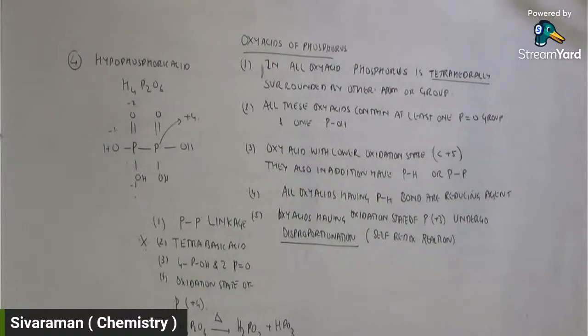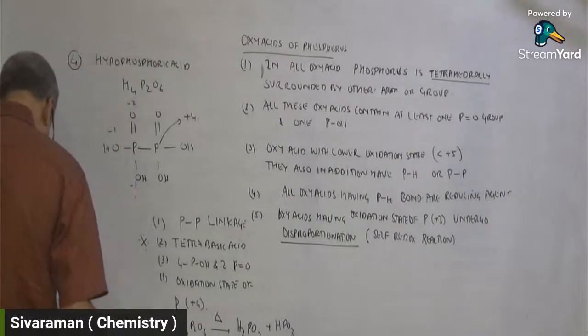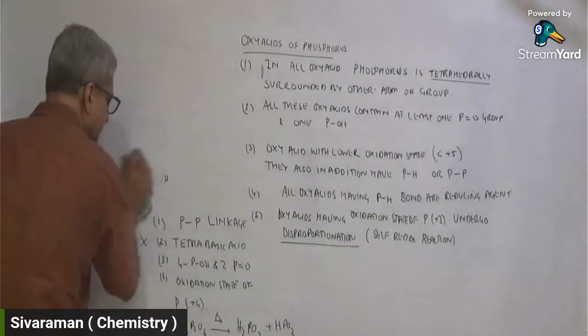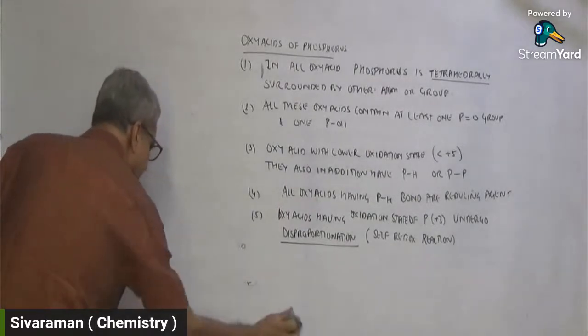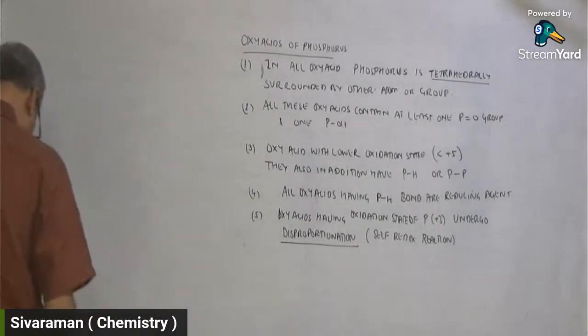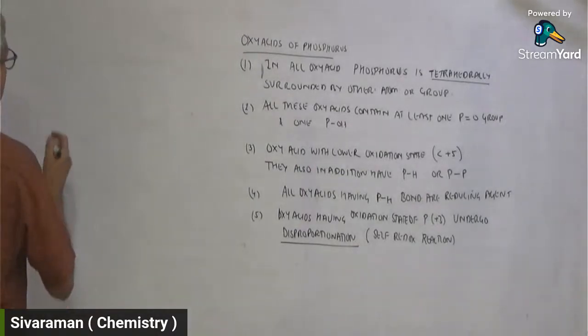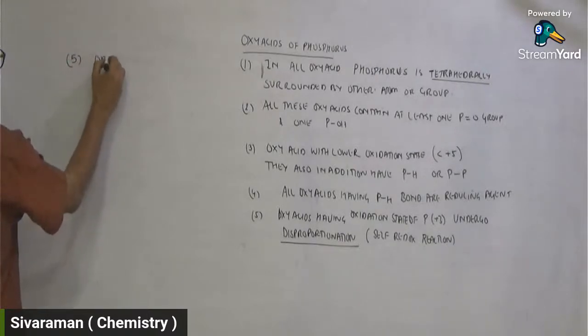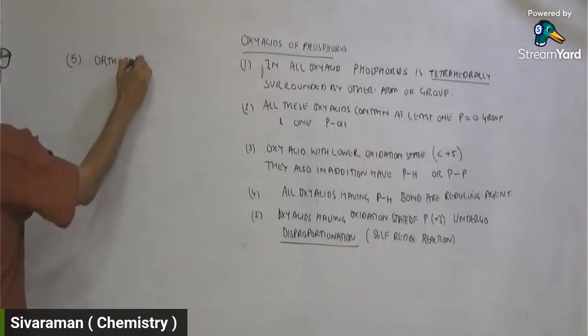I'm just checking if there's any extra point that we can hit. So this was hypophosphorus acid. Then we have ortho, this is the fourth one. So the fifth one is orthophosphoric.